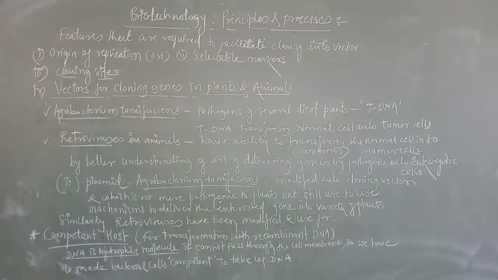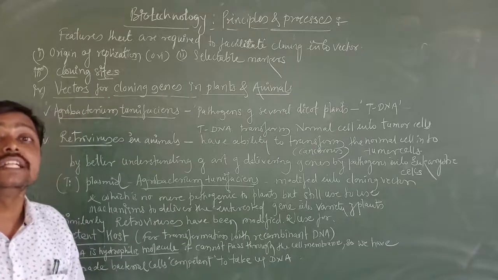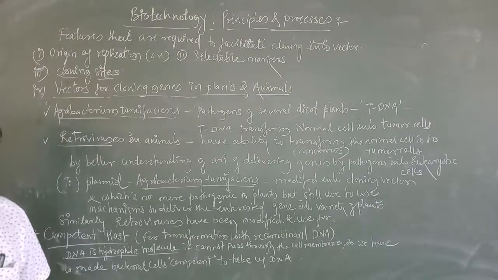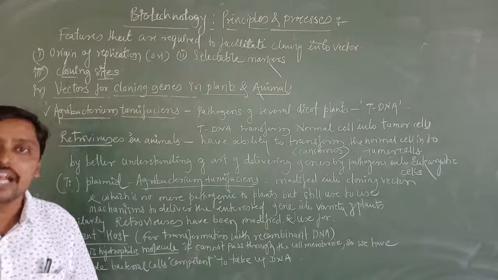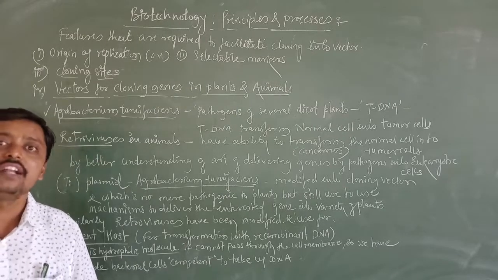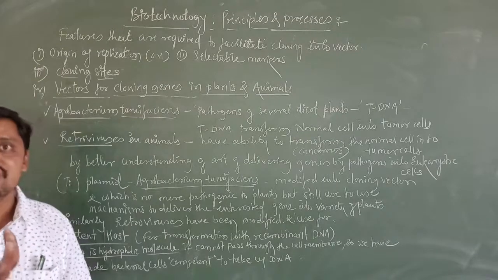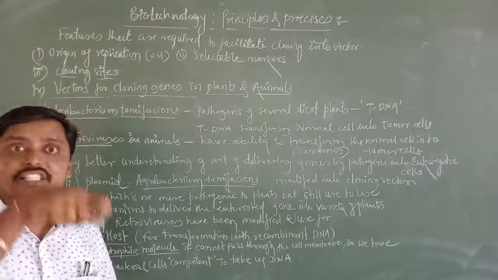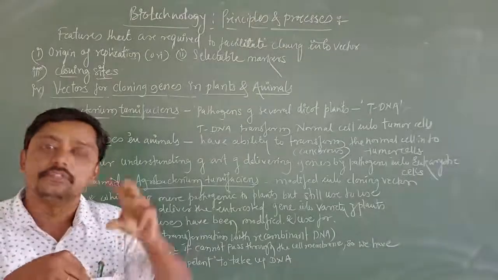Now we are going to move on. You have modified the cloning vector, but how are we going to transfer that plasmid into the bacterium E. coli? It is not an easy job. What techniques are there for transforming this modified plasmid, which has the gene of interest? That gene we clone into the vector.